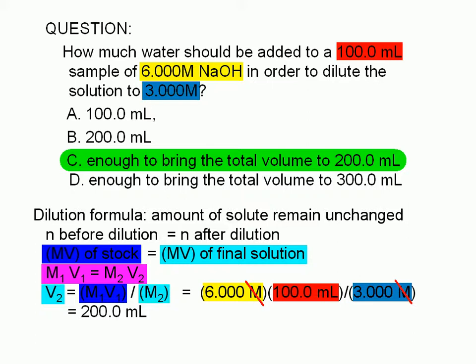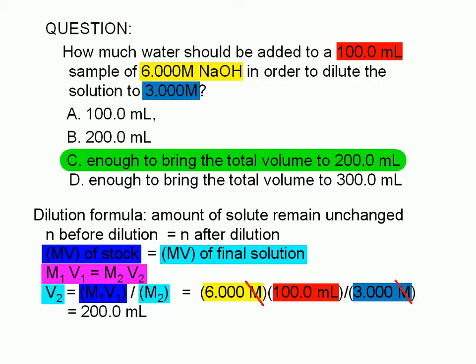You may also be wondering what's wrong with choice A. If you have 100 milliliters of solution and you add 100 milliliters of water, won't you get 200 milliliters of solution? The answer is, in this case, probably not. In general, when we mix liquids, volumes will add up exactly only if the liquids are identical. Here we are mixing an aqueous solution with water. Volumes will not necessarily add up.